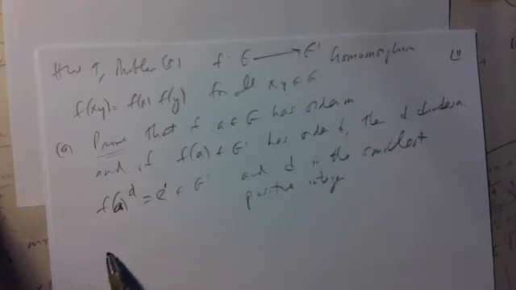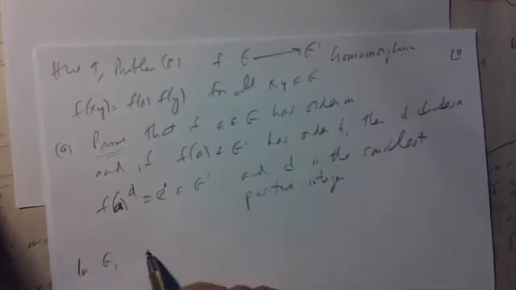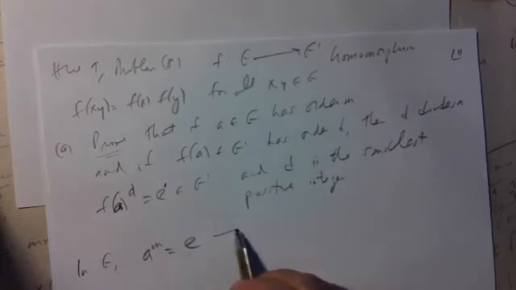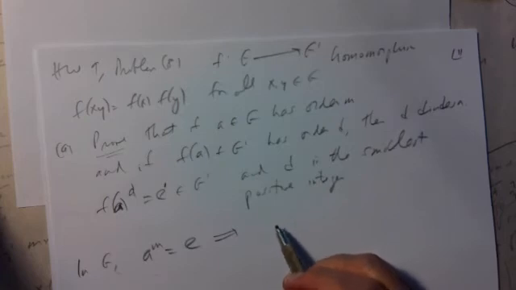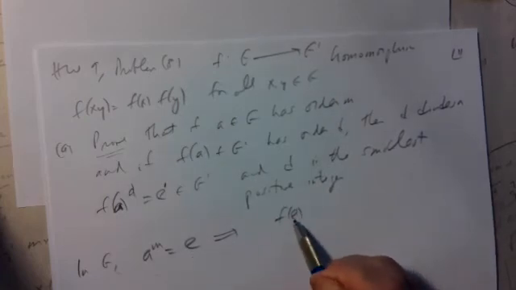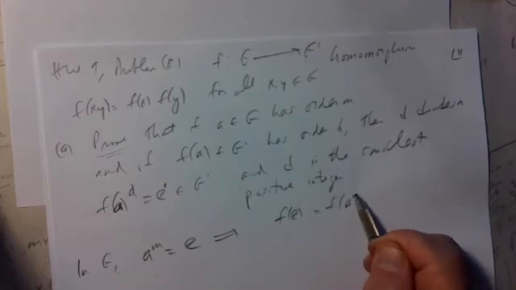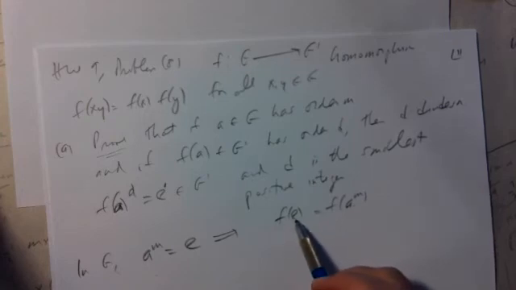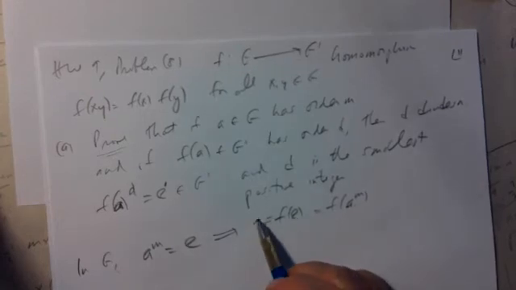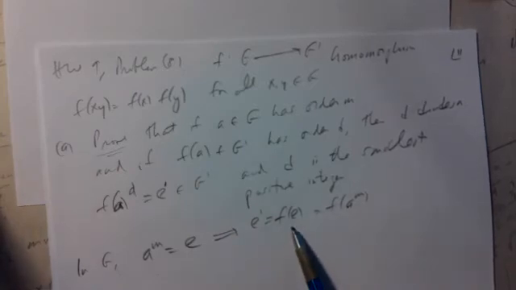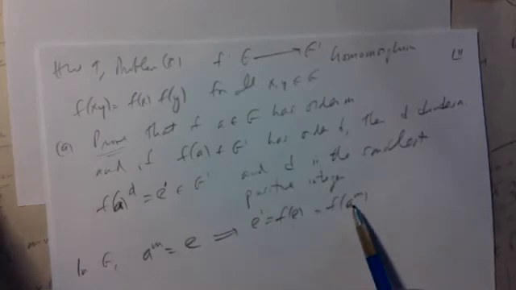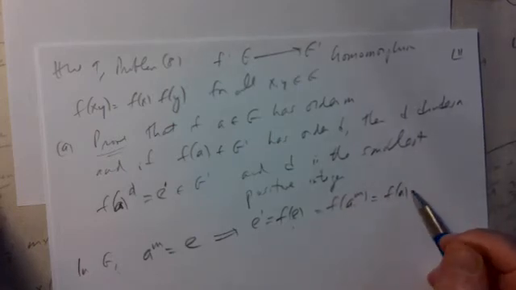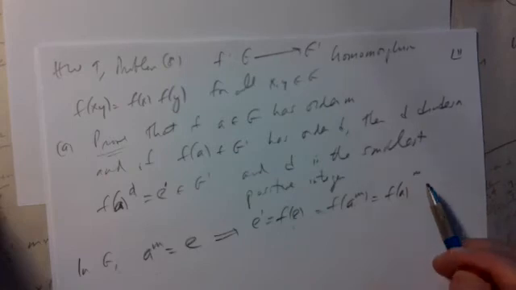We also know that in the group G, A has order m, so A to the m equals the identity, which means that if I take f of E, that's the same as f of A to the m. If E equals A to the m, then f of E equals f of A to the m. But we also know that the identity gets sent to the identity under every homomorphism. So E prime is f of E. And f of A to the m is f of A to the power m.